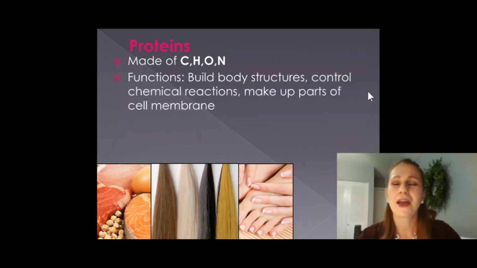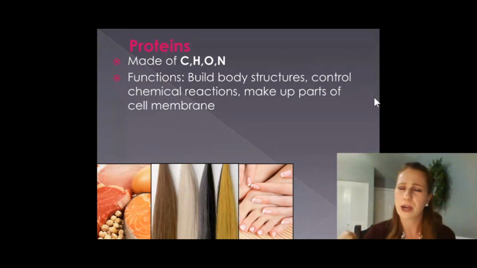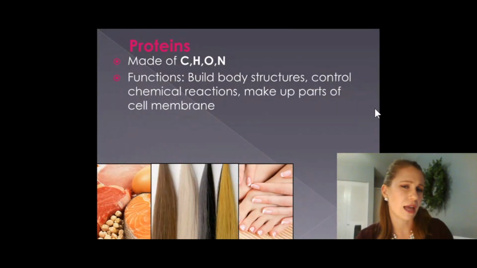Check them out. The functions are numerous, and they include building body structures. That's why you take protein to make your muscles bigger after you work out. They control chemical reactions, and those are called enzymes. And they also make up parts of our cell membrane. But the biggest thing is that they control those chemical reactions in our cells. They speed things up so that we don't have to move at a snail's pace, so that our body's cells can do what they need to do quickly.